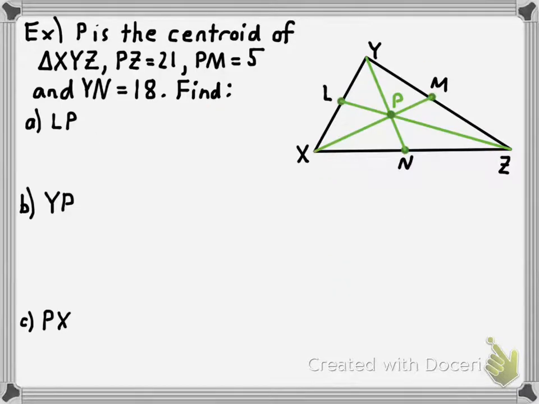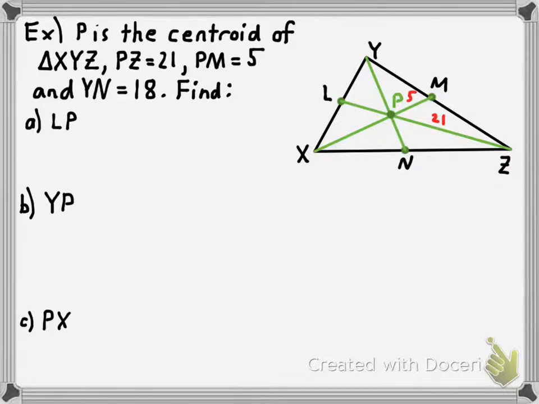In this picture, it tells you that P is the centroid of triangle XYZ, and it also tells you some distances that would have been tough to mark on the diagram, so they're just written out in the directions. The distance from P to Z is 21. Now I guess that's easily enough labeled. Let me do that. Then the distance from P to M is 5. Distance from Y to N is 18. Now that would be tougher to mark because there are two segments that make up that segment YN, so I'm going to leave that off the drawing.